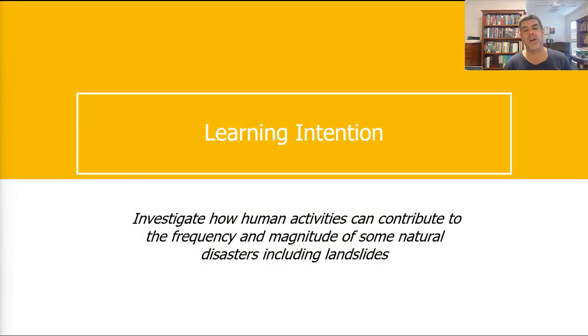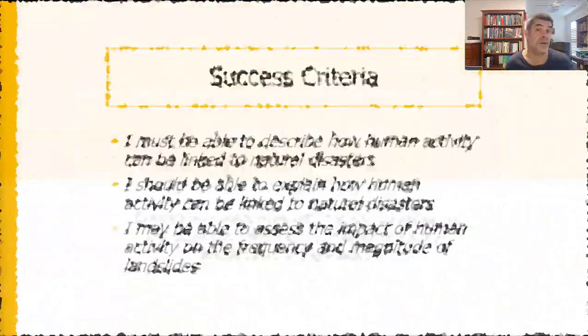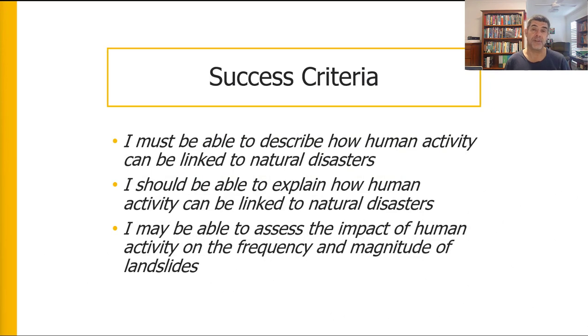This is the third area where we've been looking at how human activity can contribute to an increase, or at least a change, in the frequency and magnitude of some natural disasters. This time we're going to focus more on landslides. Just as with the previous ones, we've looked at droughts, floods, and fire. Now we're continuing our consideration of how human activity can be linked to natural disasters, how it can change their frequency or magnitude, and which activities have contributed to those changes.